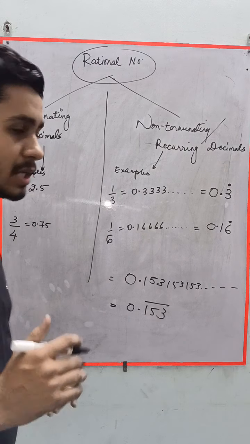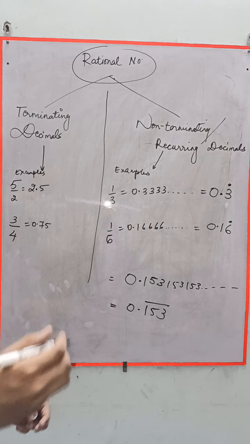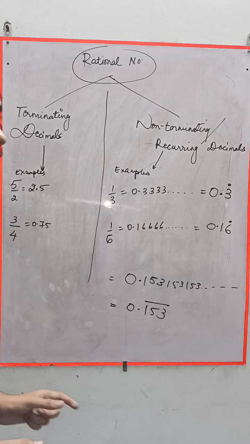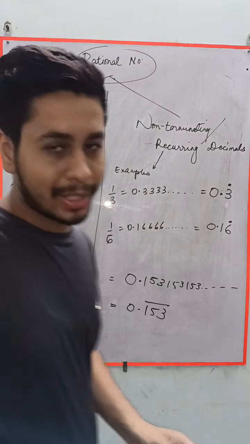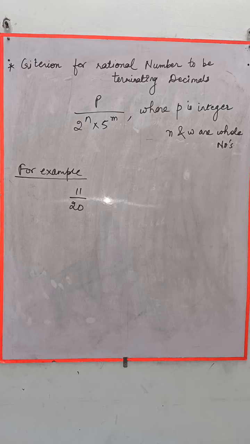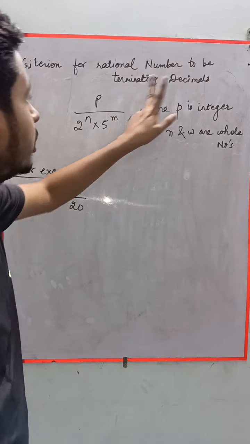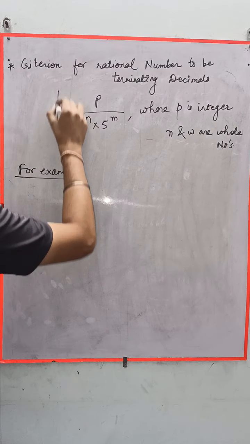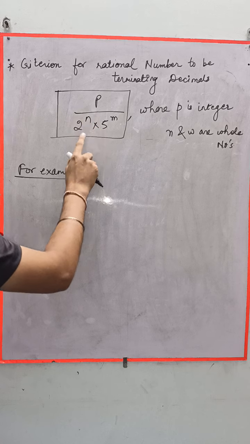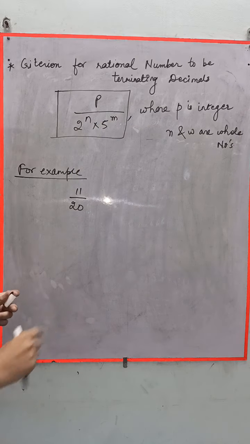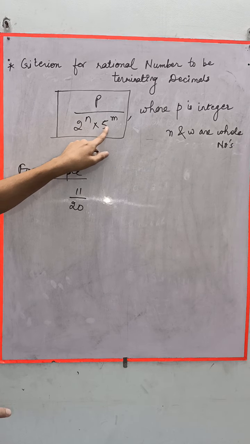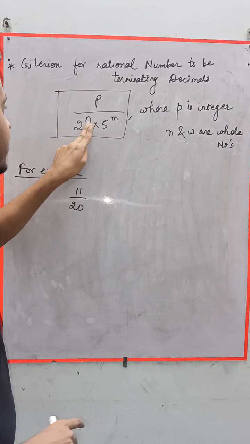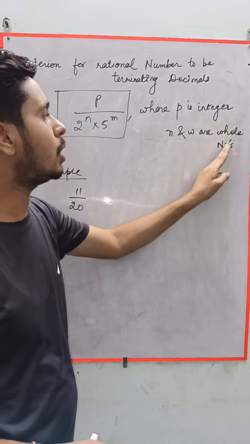Okay, so you have to write this in your fair copy with these examples. Now we are going to see what is the criteria for knowing which will be terminating and which will be non-terminating. So here is the criteria for a rational number to be a terminating decimal. You need to remember this formula: p upon 2 to the power n into 5 to the power m, where p is an integer and n and m are whole numbers.